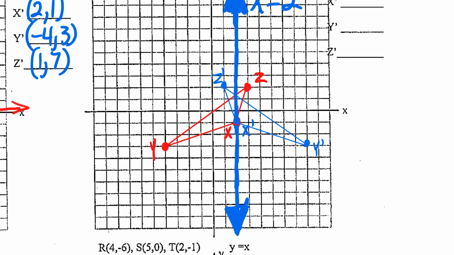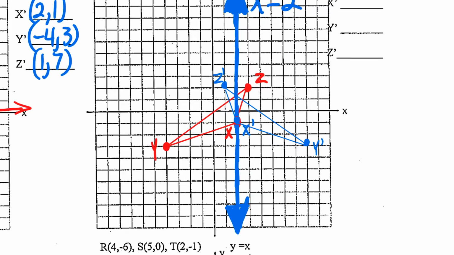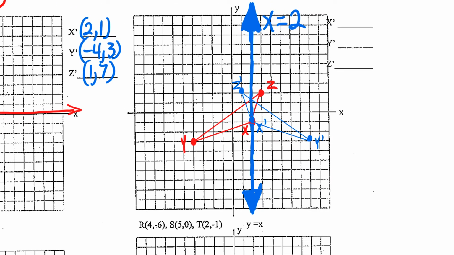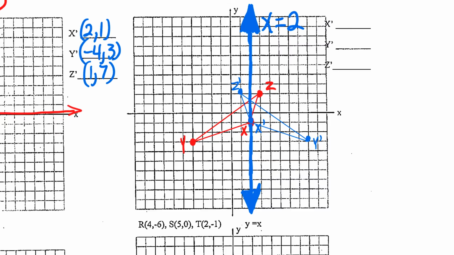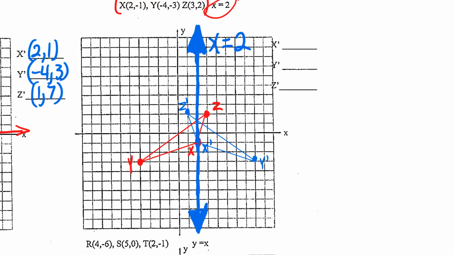And it looks kind of weird, but you can see how it looks symmetric around that line x equals 2. I like to think of it as kind of like spinning on a pole. You can see how, as you spin it on that line, it lands back on top of itself. Okay, so what are the coordinates of x prime?